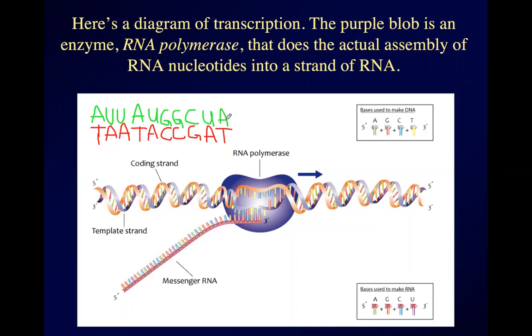So again, it's the same base pair rules that you've learned, with the wrinkle that RNA doesn't use thymine. It uses uracil in the place of thymine.